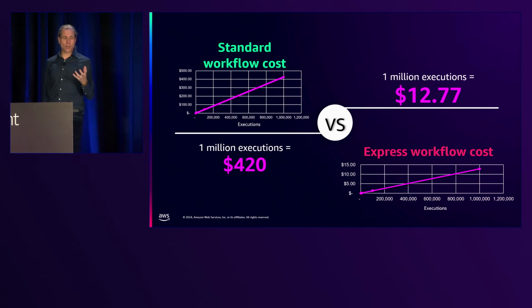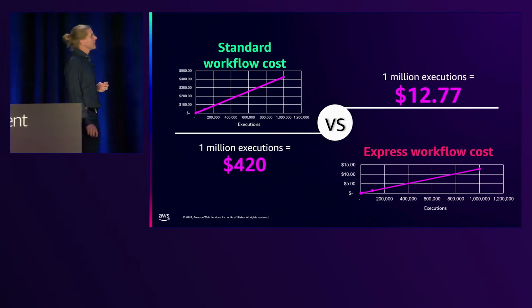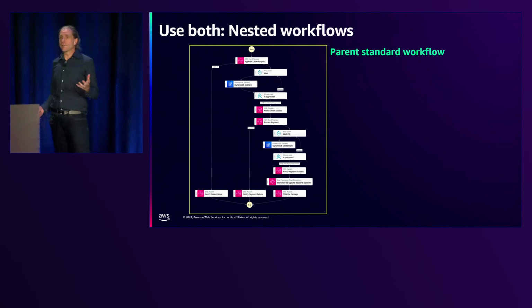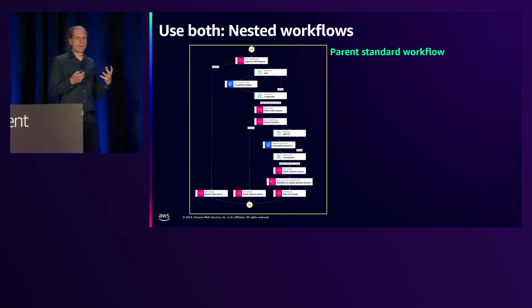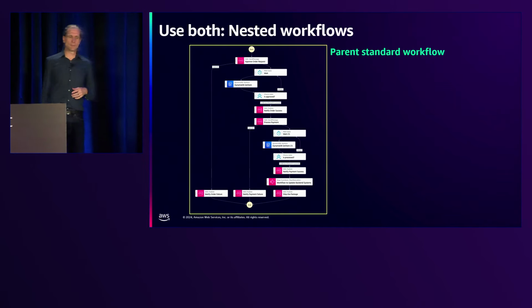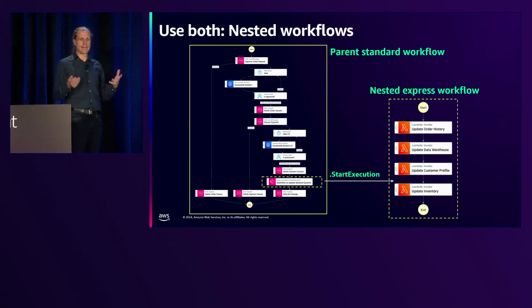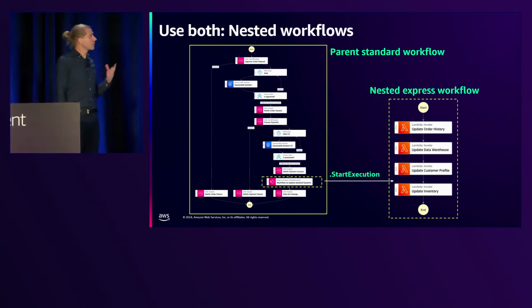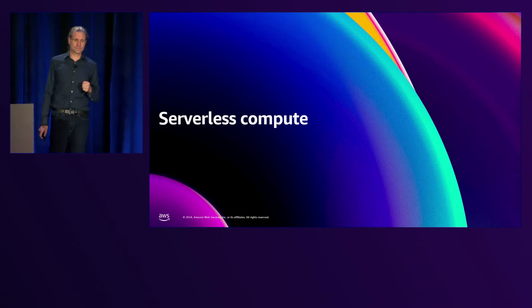So I suggest take a look at your existing state machines and see where you can potentially save a bunch of money and consider using express workflows first. And the better story is you can actually use both together, nesting express workflows within the standard workflows, and you can have long-running standard workflows that then support the callbacks. And then you get to nest the express workflow, and you get that high speed and that high scale, which then returns back to the parent workflow when complete. It's a great way to get the best of both worlds, which is also often really good for your budget.